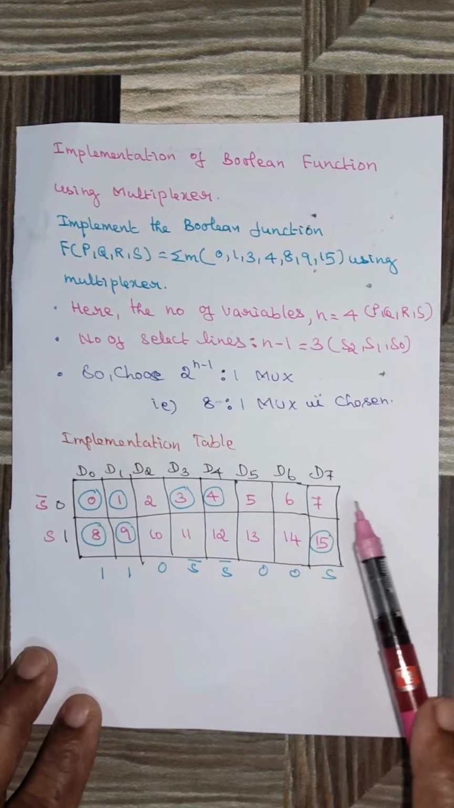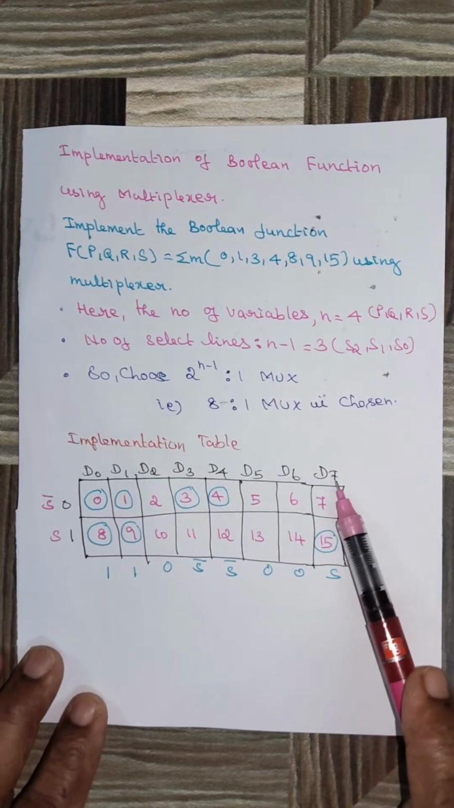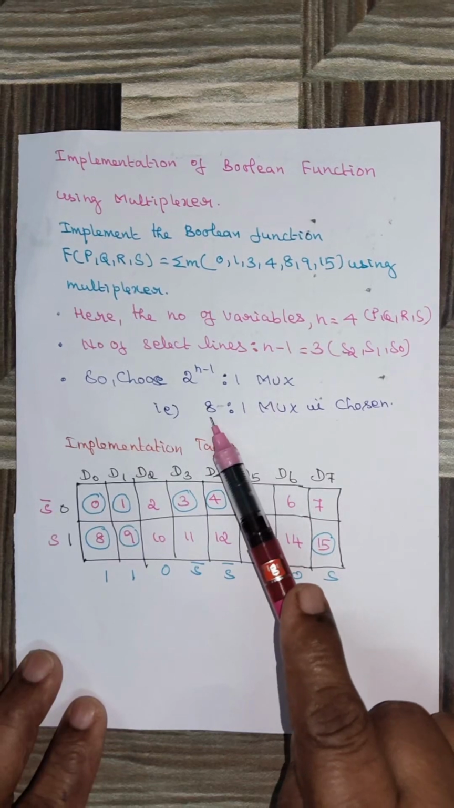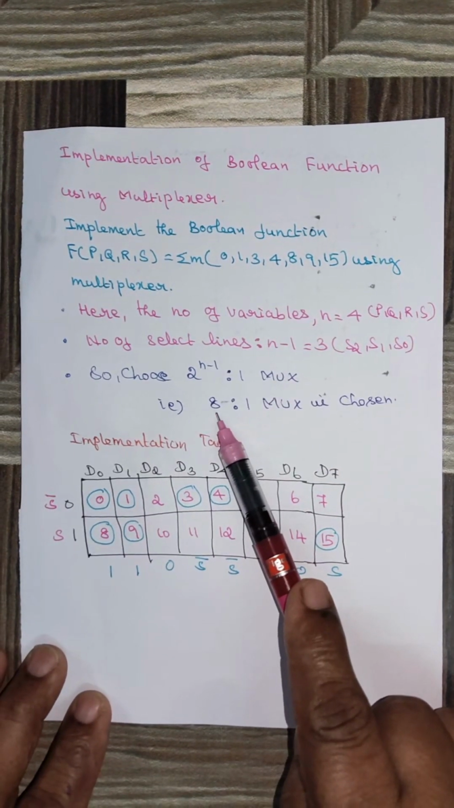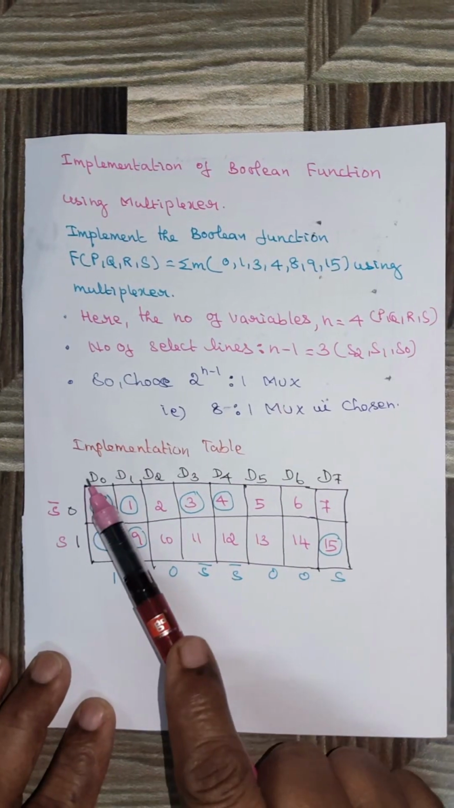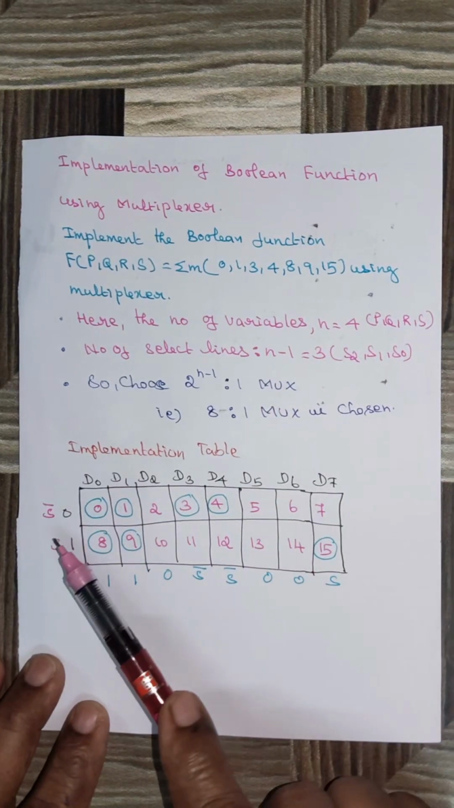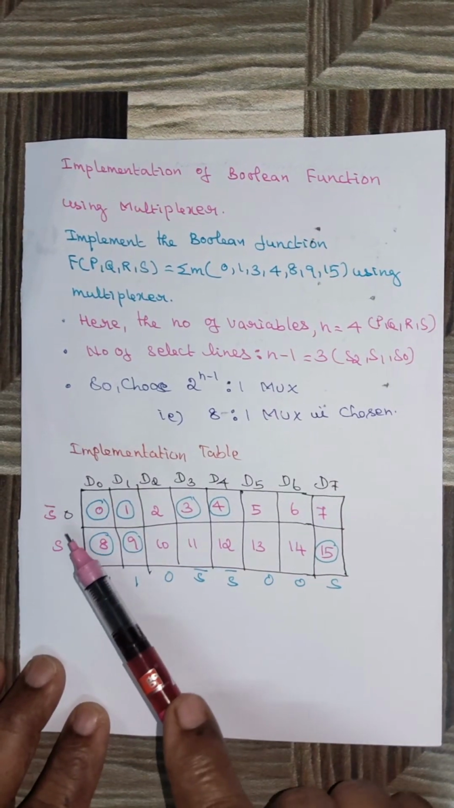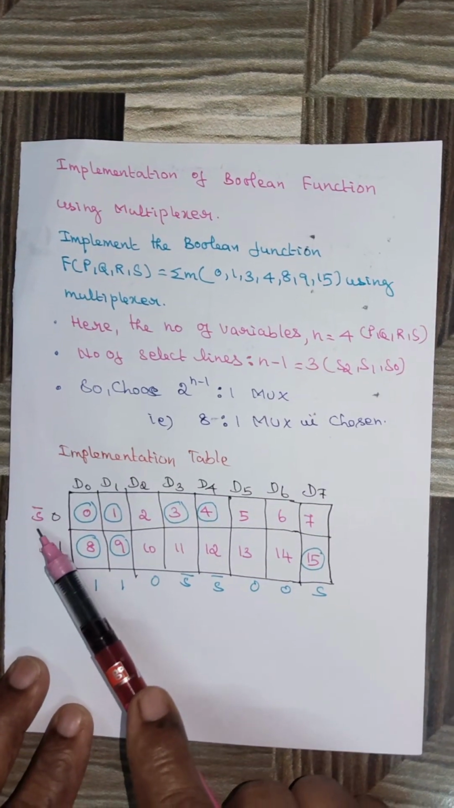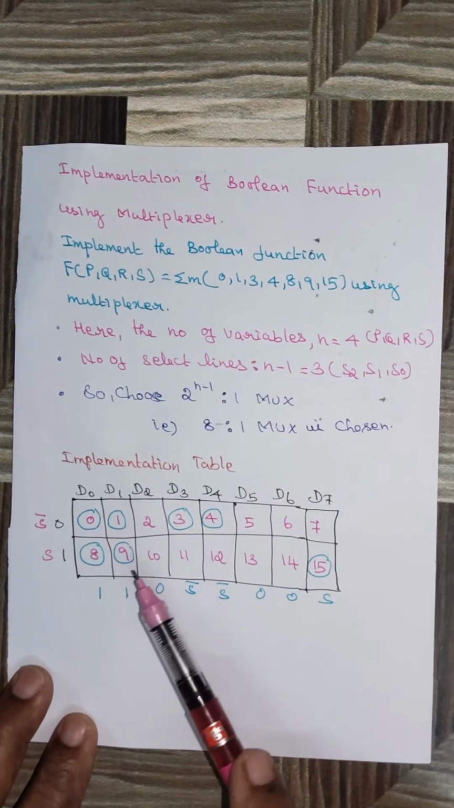Then at the topmost we have to write the data lines available in the multiplexer. Because we are using an 8 is to 1 multiplexer, the number of data lines for this multiplexer is 8, from D0 to D7. So here we write from D0 to D7. And one of the inputs is taken as the select line variable here, which is s. So the select line variable is taken as s bar and s.